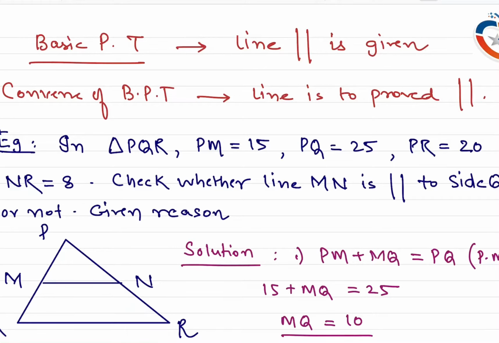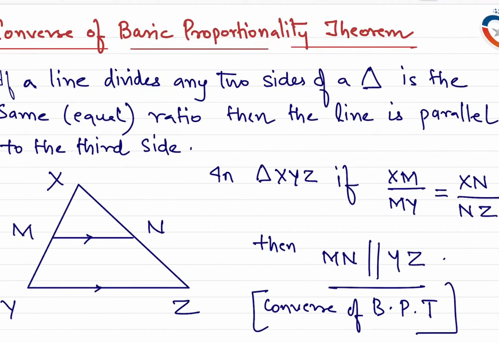Similarly, I can find PN. I have to find PN now. So I can write PN plus NR is equal to PR. So step number 2, you can write PN plus NR equals PR. The reason is P-N-R collinear. Clear? So put the values.